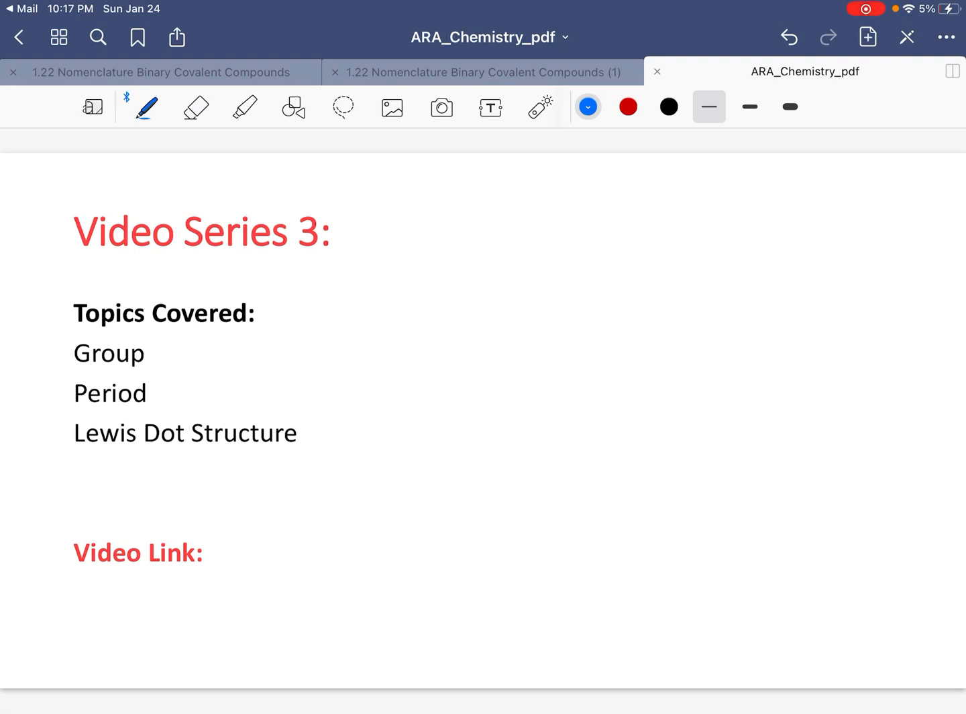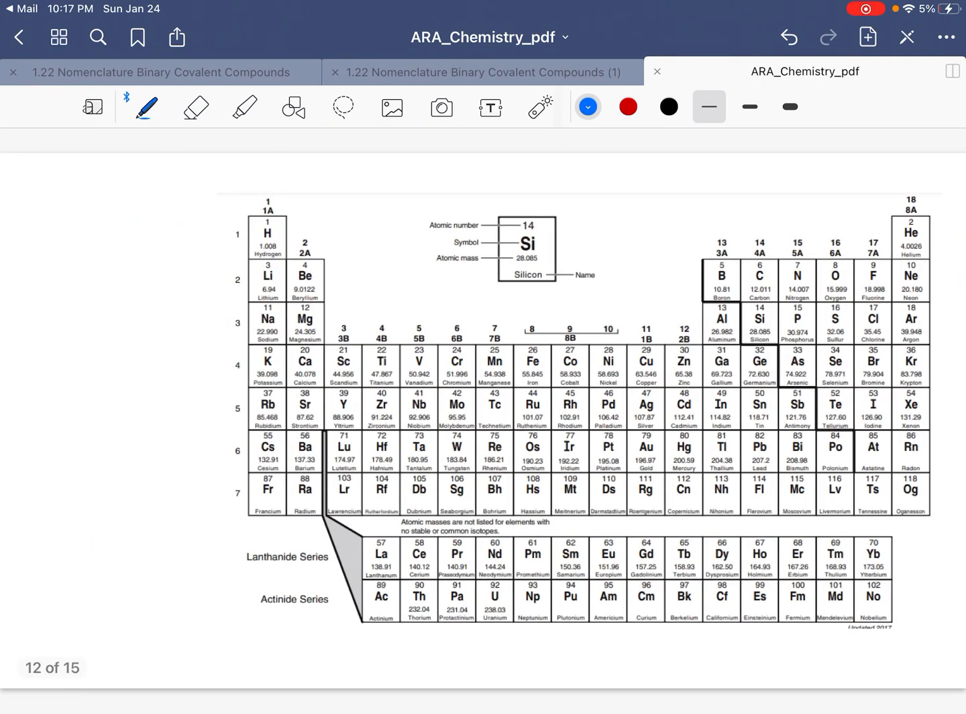For this video, we'll be going over the group, the period, and how to come up with the Lewis-Strauss structure of your element. So again, our periodic table in chemistry is extremely important. One of the second most important things about the periodic table is its group number. Our periodic table has a total of 8 groups, and I'll number them here. We have group 1, 2, 3, 4, 5, 6, 7, and 8.